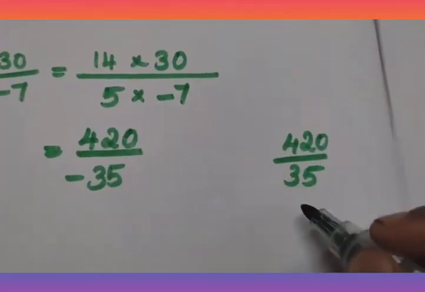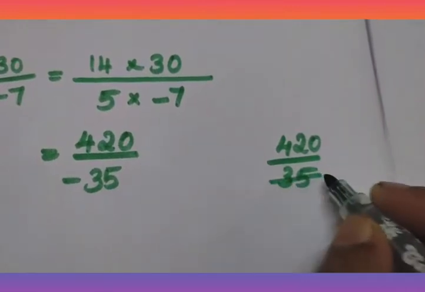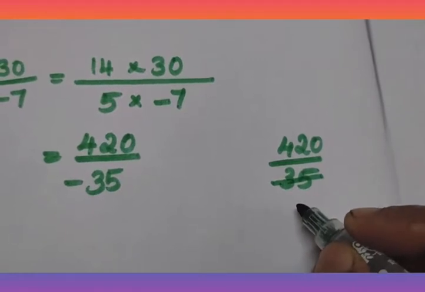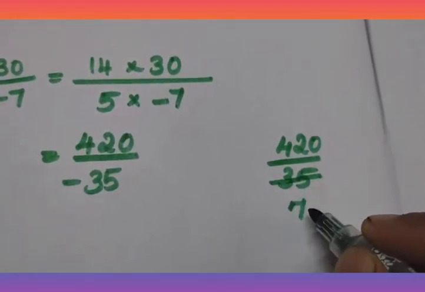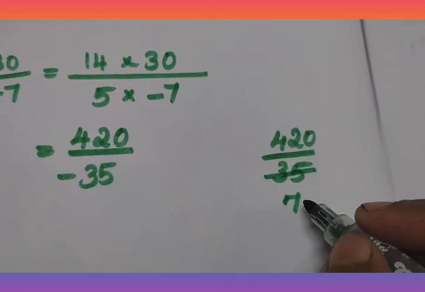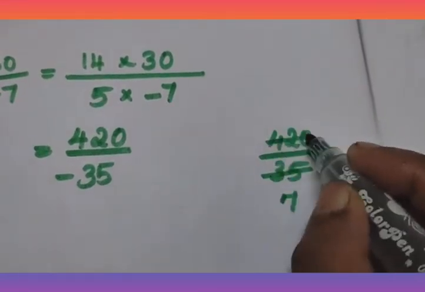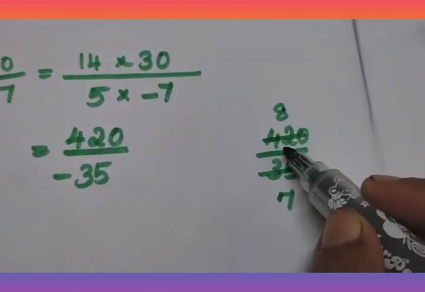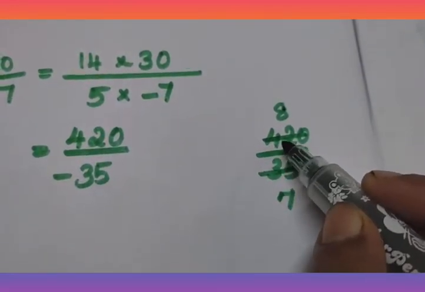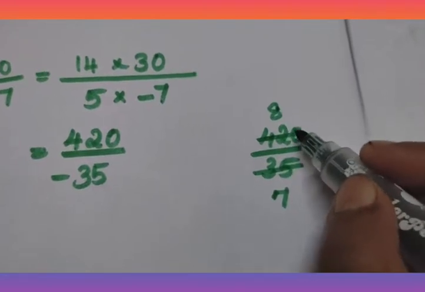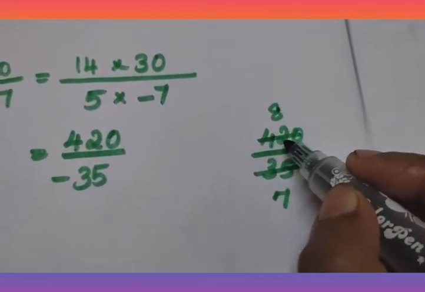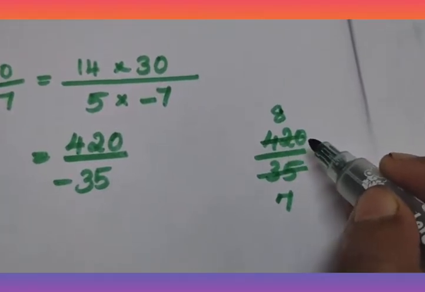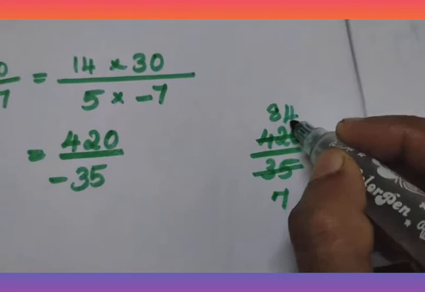So 420 divided by 35: we divide both the numerator and the denominator by 5. 5 7's are 35. In the 5th table, 5 8's are 40. Here 42 is there, so 8 5's are 40. Then 42 minus 40 is 2. Then this 0 becomes 20. So 5 4's are 20.